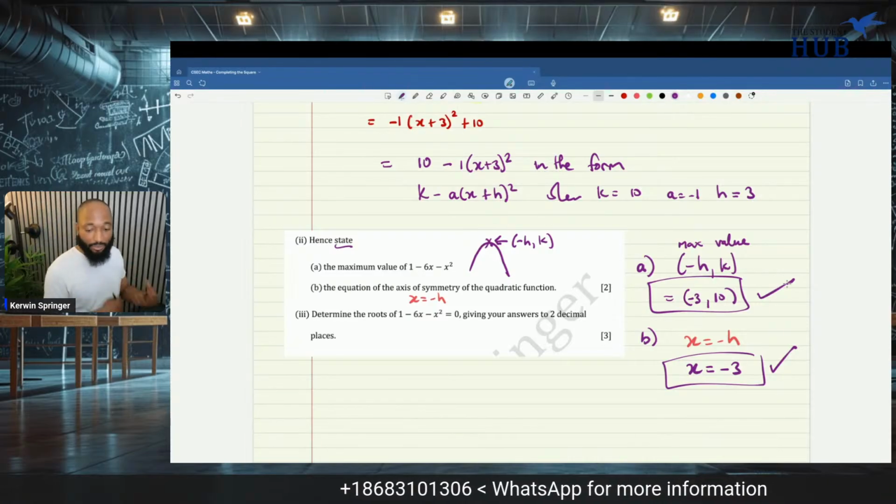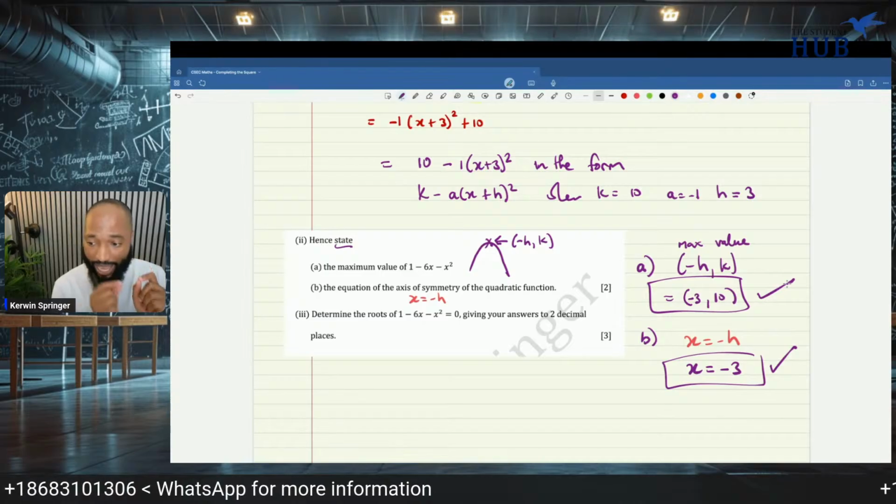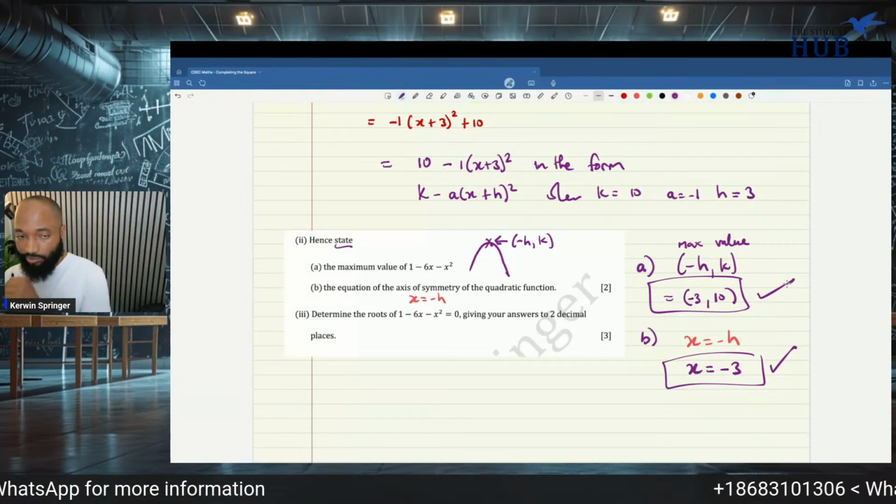And now we are asked to determine the roots. You can't just write negative 3, right, Josanna? You have to write x is equal to negative 3.